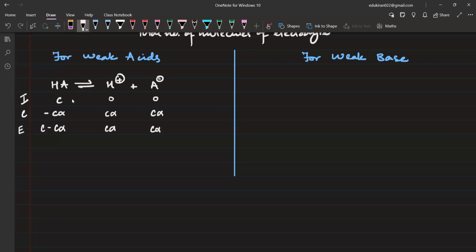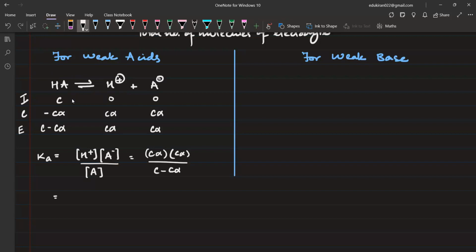Now these are the equilibrium concentration for which we have to define the Ka of the acid. This will be equal to how much? The concentration of H positive at equilibrium multiplied by the concentration of A negative at equilibrium divided by the concentration of HA at equilibrium. So concentration of H positive is equal to C alpha. The concentration of A negative is also equal to C alpha divided by C minus C alpha.